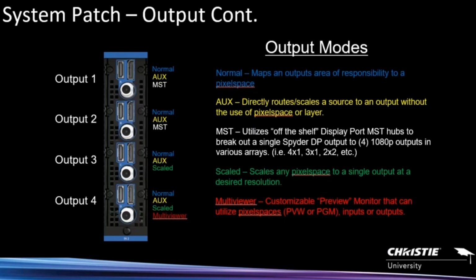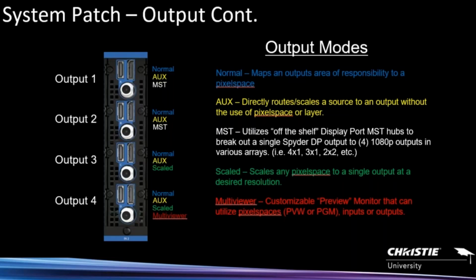The next one in yellow is the aux. Aux directly routes a source to an output that doesn't require a layer, or doesn't write it to the canvas, doesn't write it to a pixel space. And this is also the least amount of latency in the system, this direct route from an aux.